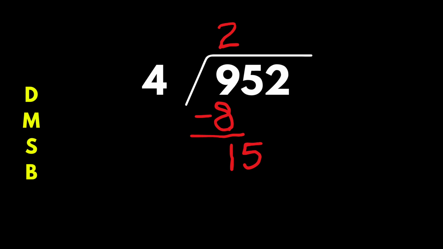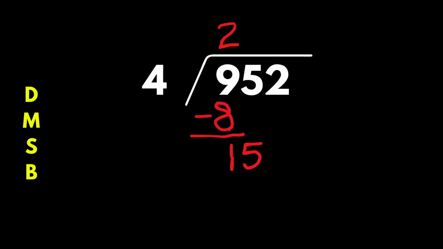Multiply. 2 times 4 is 8. Write 8 below the 9. Subtract. 9 minus 8 is 1. Write 1 below the 8. Bring down. Pull the next digit down. That is 5. It comes down next to the 1, giving us 15.